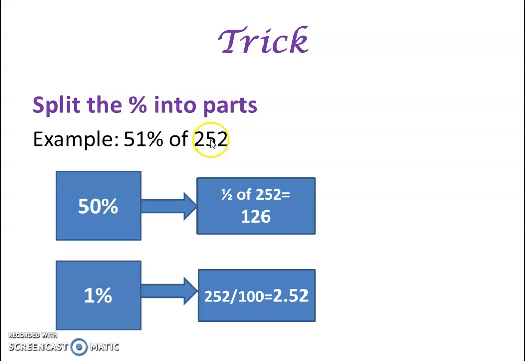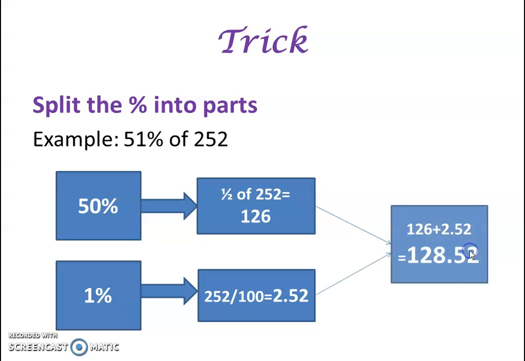So 1% we can easily calculate. 1% of any number is equal to that number divided by 100, and this is equal to 2.52. So to calculate 51% of 252, we will add 126 and 2.52, and the sum of 126 and 2.52 is equal to 128.52. That means this is the 51% of 252. So using this split technique, we can make our calculation faster, right?